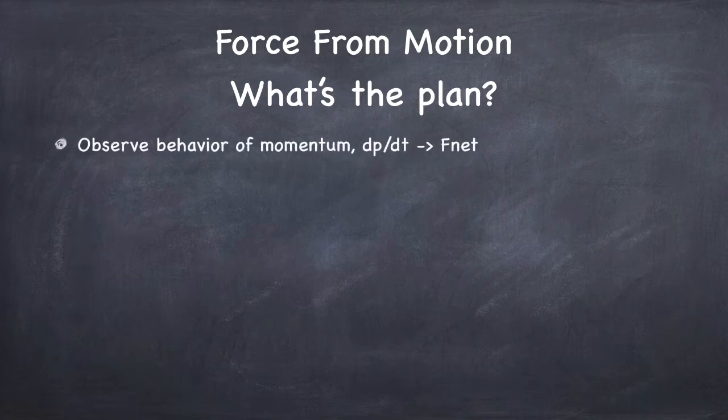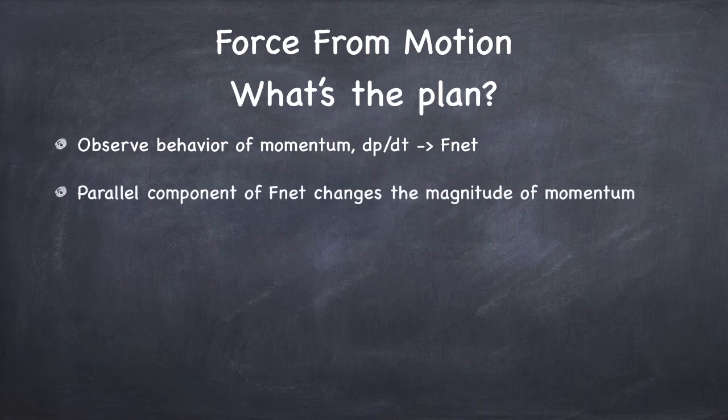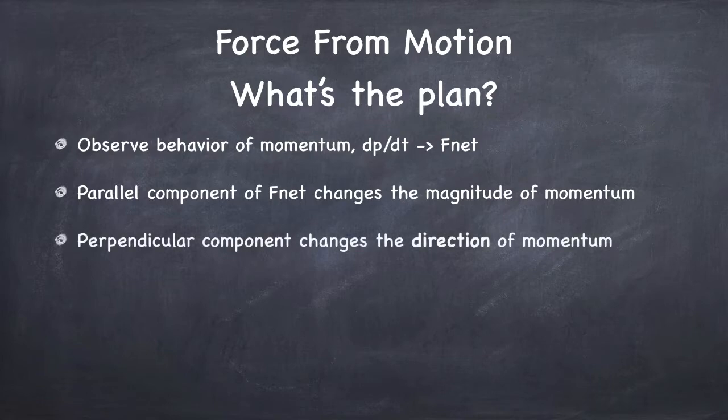The idea of force from motion is that if you observe the momentum of an object over time, you can deduce from that the net force. The parallel and perpendicular components of the net force have different effects on the momentum. So the parallel component, the component parallel to the momentum, changes the magnitude of the momentum, while the perpendicular component makes changes to the direction of the momentum.